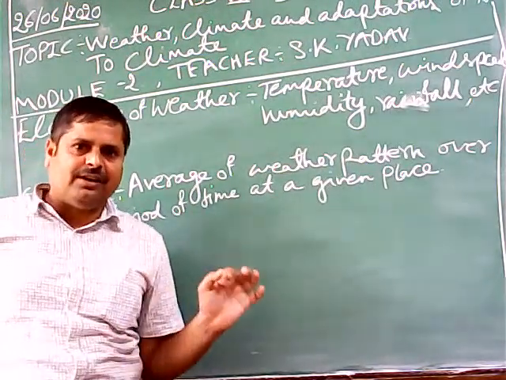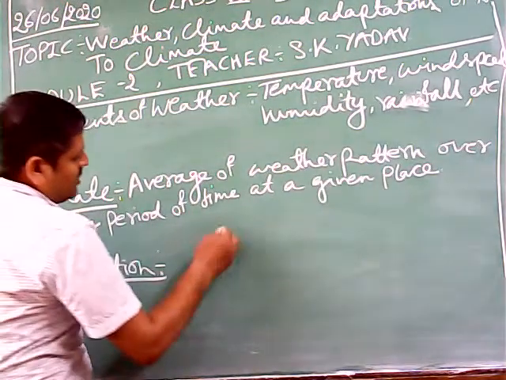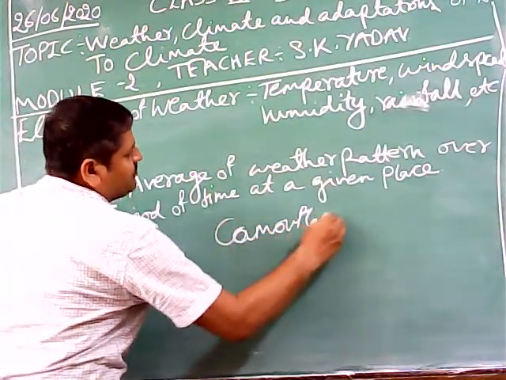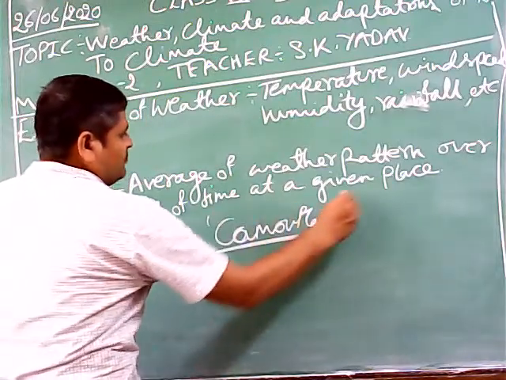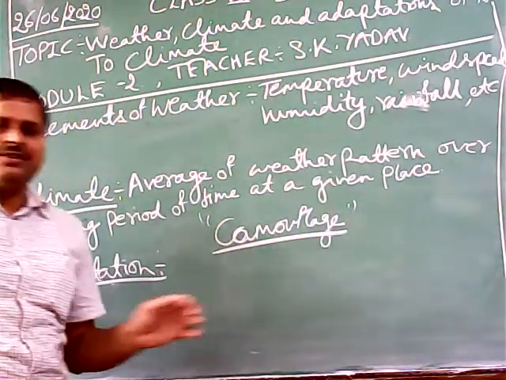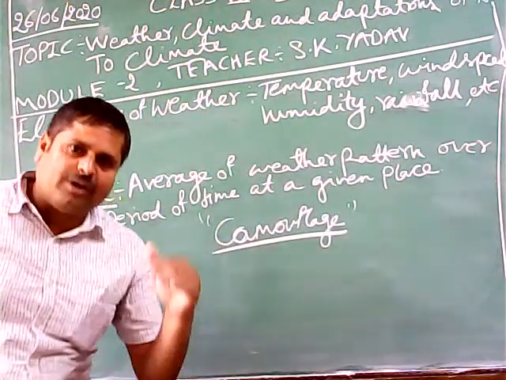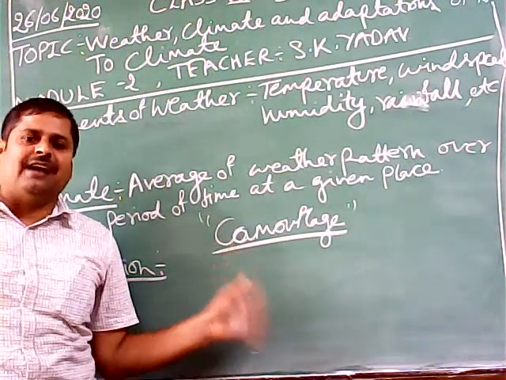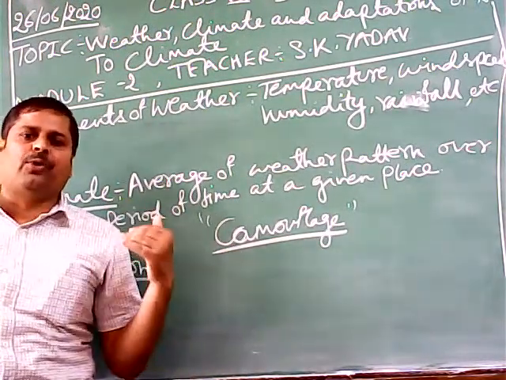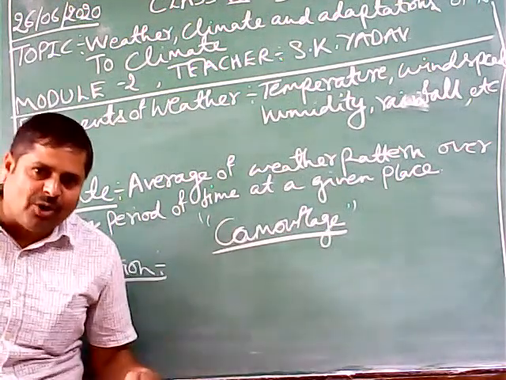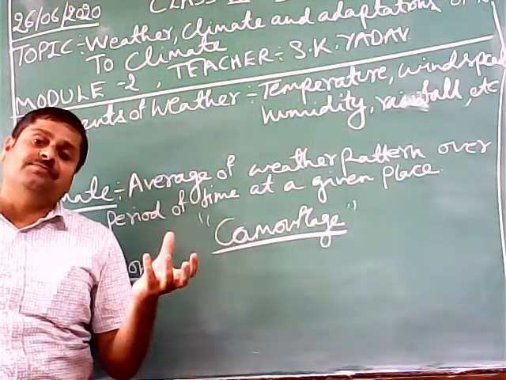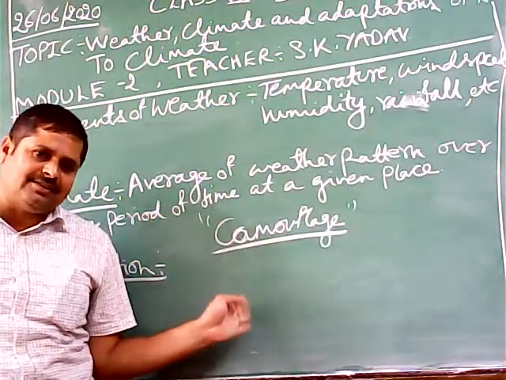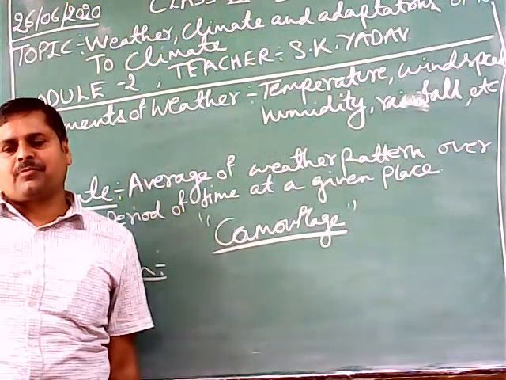Camouflage, do you understand? Camouflage is the phenomenon in which the organisms resemble the shape, size and color of their surroundings in order to protect themselves from their enemies and also in order to attack their prey. Understand? This is called camouflage. Okay, children?